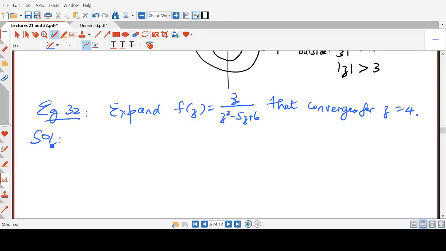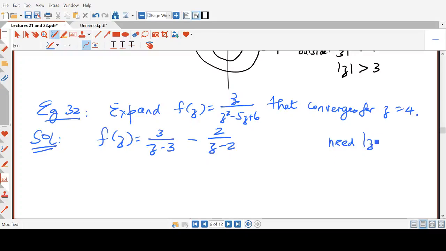Okay, solution. Again, we know that f of z is 3 over z minus 3 minus 2 over z minus 2. So as I said, now we need mod z to be more than 3 and mod z to be more than 2. If it's more than 3, then it's obviously more than 2.